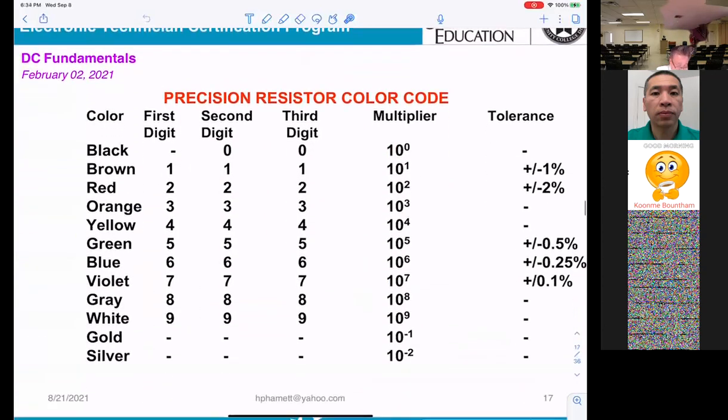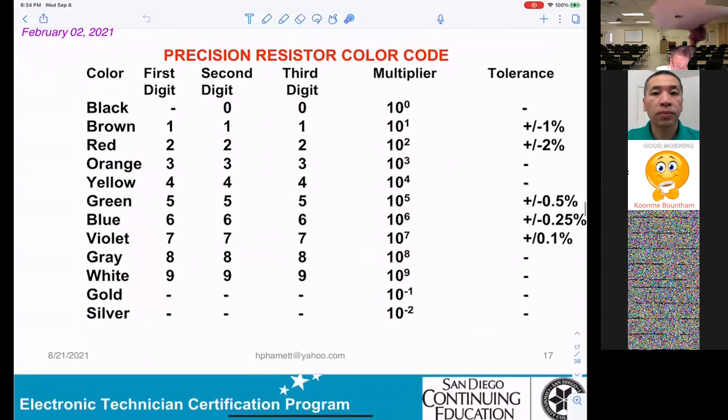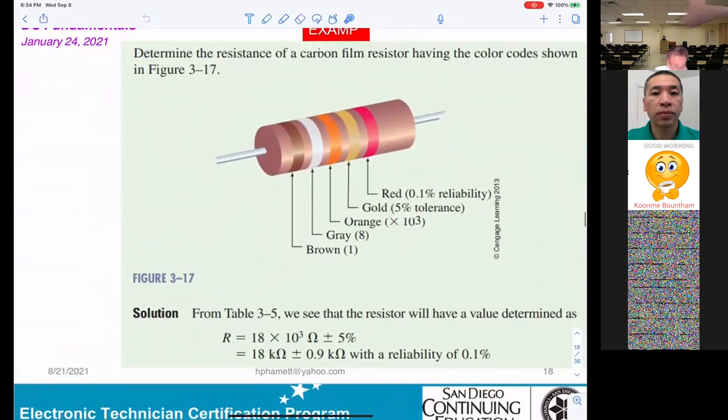Now I've given you this one, you can look it over. It works exactly the same. Once you know how to work with a general purpose resistor, you're able to understand the precision one. The only difference is that it has 5 bands: the first digit, second digit, third digit, and then still the multiplier and the tolerance.